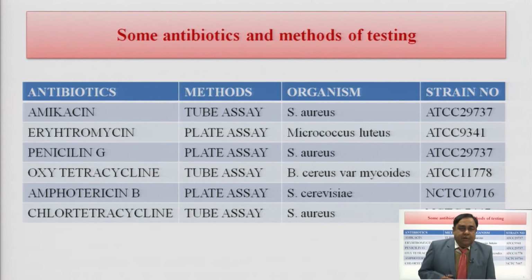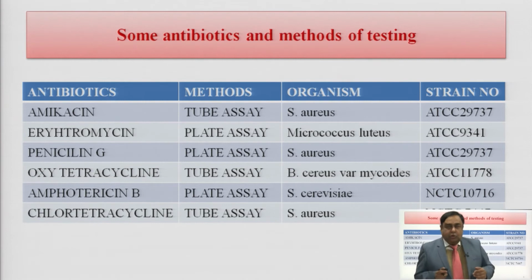erythromycin is estimated by cup plate method, penicillin G estimated by cup plate method, oxytetracycline estimated by tube dilution method, amphotericin B estimated by cup plate method, and chlortetracycline estimated by tube dilution method. These methods are specified by Indian pharmacopoeia.